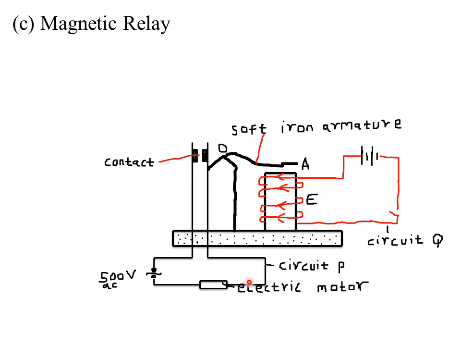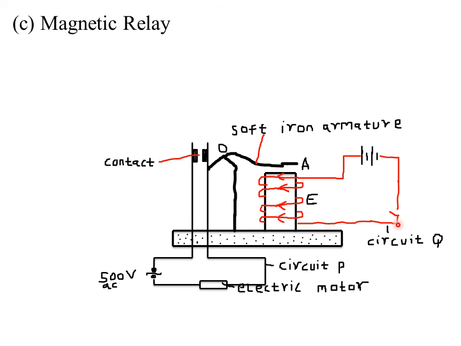So a simple relay consists of an electromagnet E, a soft iron armature, and a lever A pivoted at O. So this is our A, and it has a pivot at a particular point O. Now it has two completely separate circuits, P and Q. So this is our circuit P. Now when the circuit Q is completed, that is when we close the switch at circuit Q, a small current flows through the solenoid E, which acts as an electromagnet.